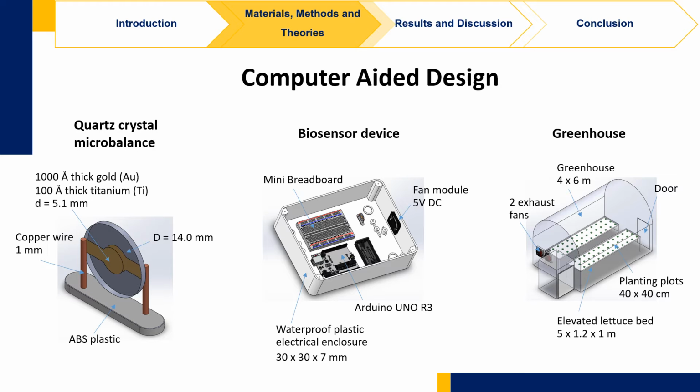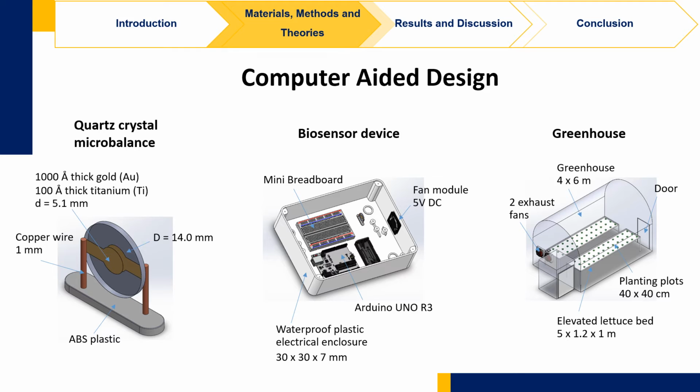The electrode of quartz crystal consists of gold plate and titanium adhesion layer. Electrode 5.1 mm diameter at hole on transparent surface 14 mm diameter. The electrode holder was made of ABS plastic that is resistant to chemical corrosion and will not rust. Copper wire of 1 mm diameter was used in electronic circuitry.